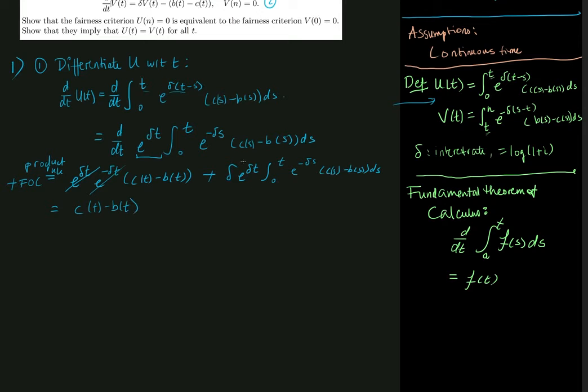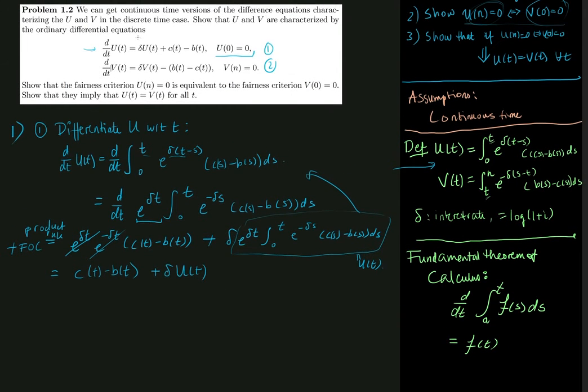And then I noticed that if I consider this thing here, then it's actually exactly the same as u of t. So that's just plus delta u of t. Just look at this and look at what's above if you're not completely convinced, and then you will be convinced. So this thing here is just equal to u of t. And that was the first part of what we needed to show up here. And also we need to show that u of 0 is equal to 0.